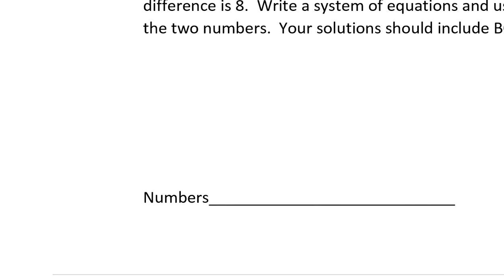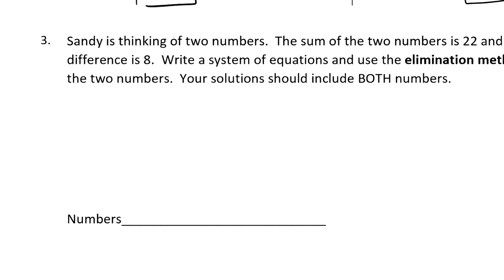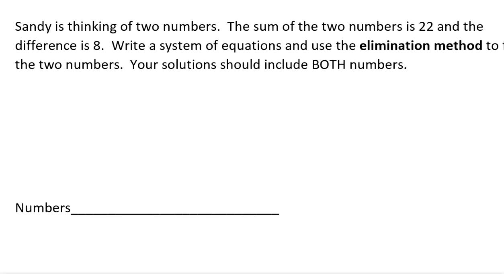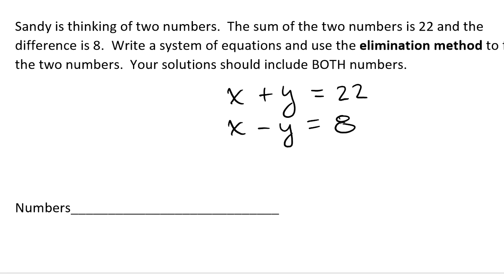It says Sandy is thinking of two numbers, and she knows two things about them. One of the things that she knows is that the sum of the two numbers is 22. So if I let my numbers be x and y, I can definitely say that this expression shows that the sum of the numbers is the number 22. And also the difference between the two numbers is 8. So here's the difference between them is the number 8. The sum of the numbers is 22 and their difference is 8.